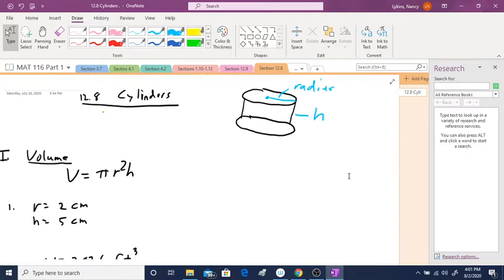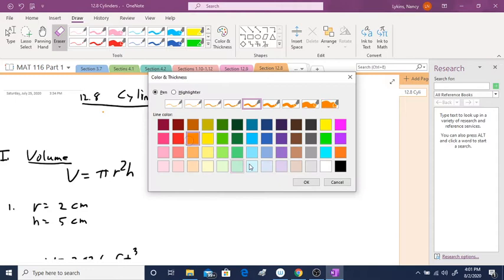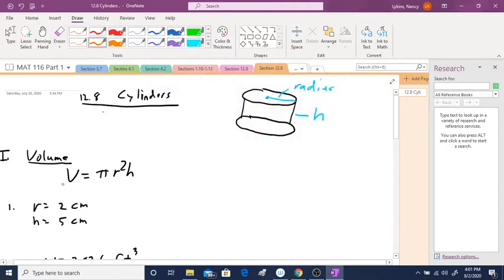Today we're going to go over cylinders in section 12.8. I've got the little diagram of a cylinder. When you think of a cylinder, think of maybe a soda can or even a can of vegetables. It's got a radius and a height. The volume formula is right here: volume equals pi r squared times h.